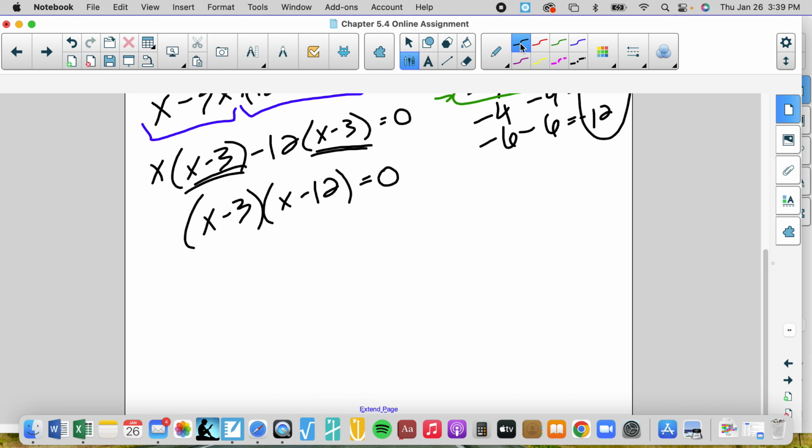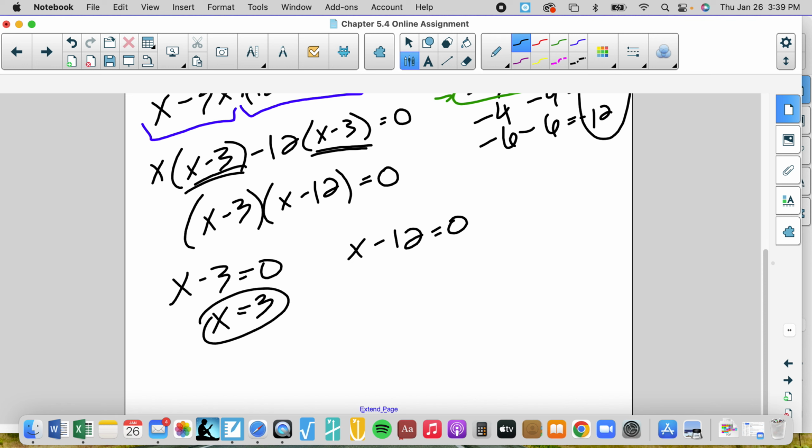Let's go here. So we have the product of two binomials that equals 0. We'll use the zero product property. So one of these must be equal to 0. When x equals 3, that makes that term 0.